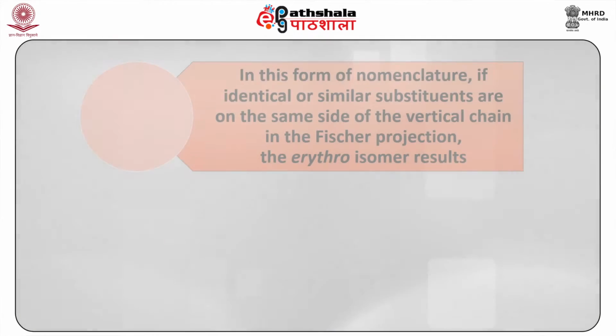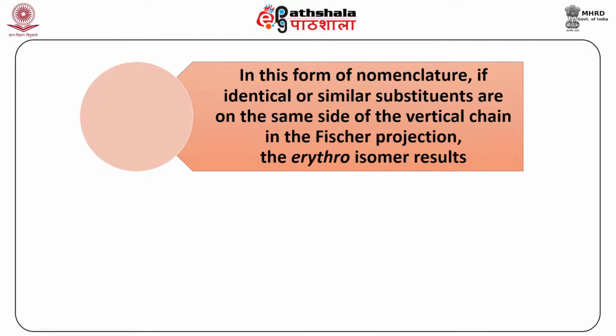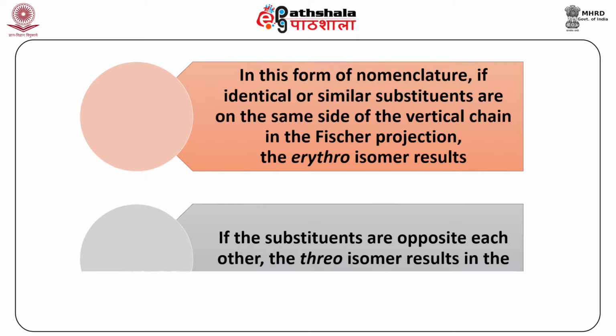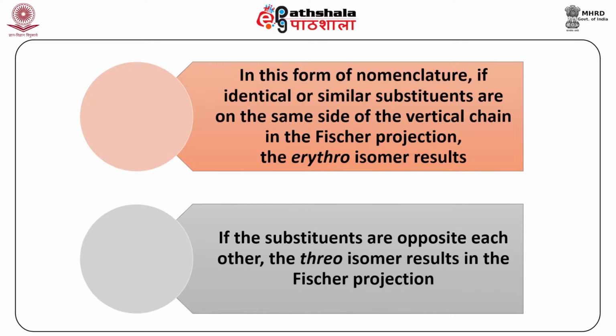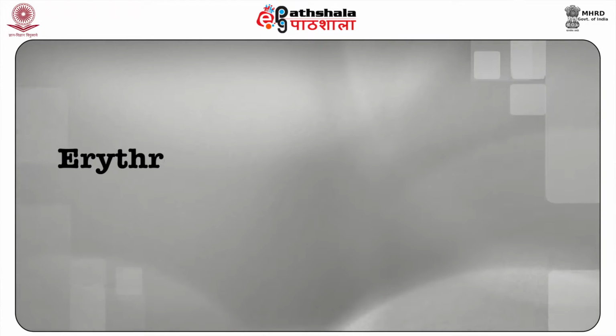nomenclature. In this form of nomenclature, if identical or similar substituents are on the same side of the vertical chain in a Fischer projection, the erythro isomer results. If these substituents are on the opposite sides, the threo isomer results in the Fischer projection. Today, the erythro-threo nomenclature is still used only in carbohydrate chemistry.